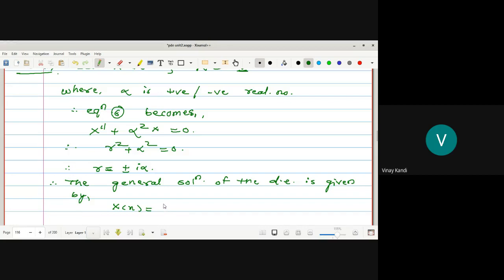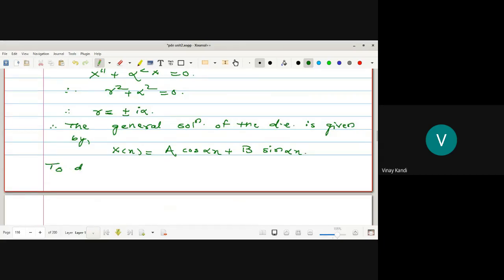You remember from first year, first BSc, first semester: if the roots are complex roots, then the solution is cos alpha x plus sin alpha x. A cos alpha x, you have to write the constants too. A cos alpha x plus B sin alpha x. Okay, now again by using boundary condition we have to determine the value of A and B.